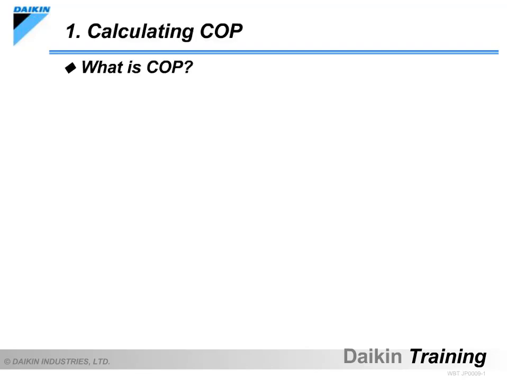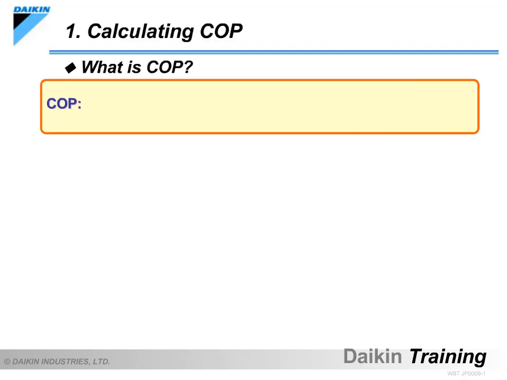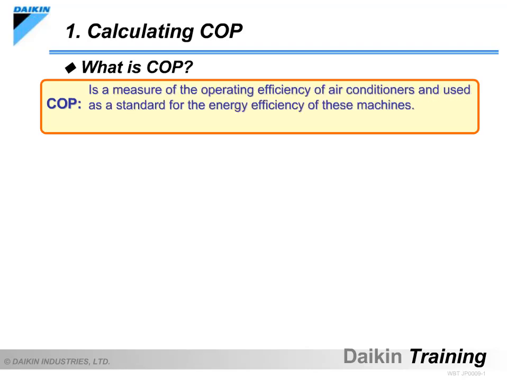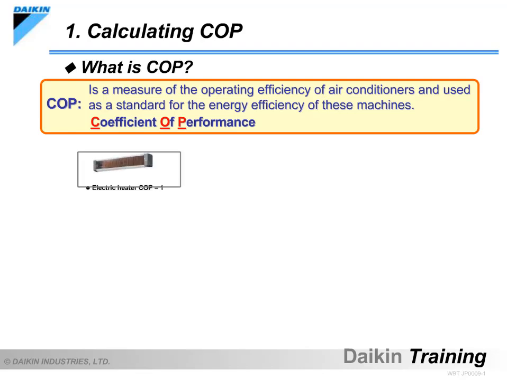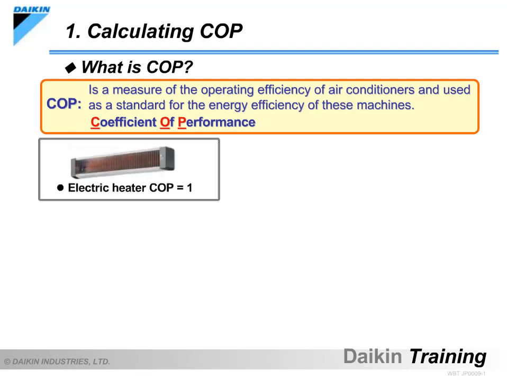Now, what is the meaning of the COP? As it is a measure of the air conditioner's operating efficiency, it is used as a standard for the energy efficiency of these machines. For example, the COP of an electric heater is 1. This means that 1 kilowatt of electrical power must be consumed in order to achieve 1 kilowatt of heating capacity.